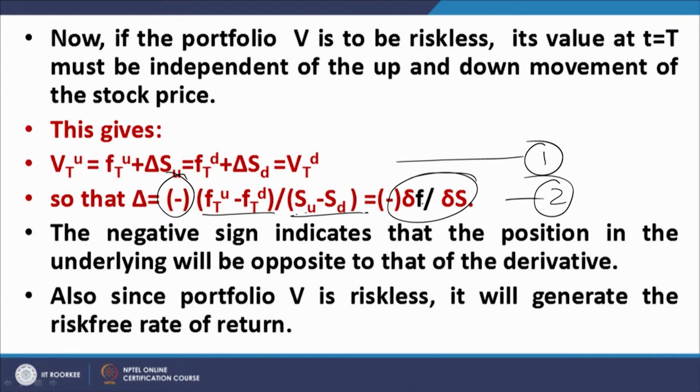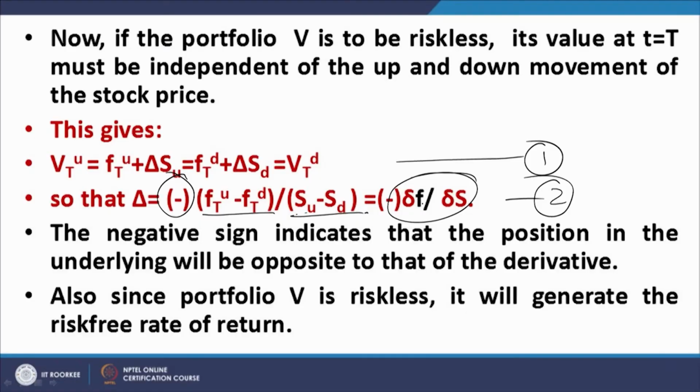This equation number 2 gives us the value of that delta such that if we hold delta units of the stock and 1 unit of the derivative in opposite positions, one long the other short, then we have constructed a portfolio that is independent of the movement of the stock price at maturity, or at T equal to capital T, when the stock price is going to make a random jump upwards or downwards. The stock price is going to change, the derivative value is going to change, but the combination of the stock price and the derivative is not going to change. The negative sign indicates that the position in the underlying will be opposite to that of the derivative.